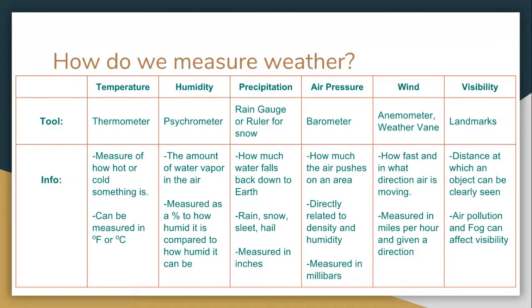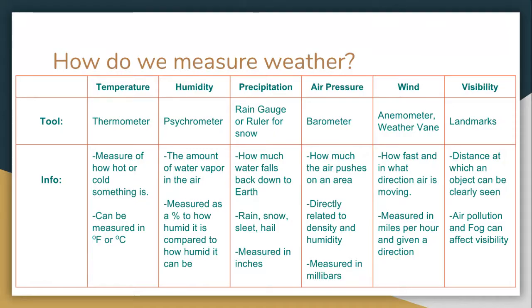Humidity, we use a psychrometer, which helps to measure the amount of water vapor in the air. We give that measurement as a percent to how humid it is compared to how humid it could be. Precipitation, we use a rain gauge, or if it's snowing, we use a ruler. We describe the precipitation by how much of the water falls back down to earth. It could come in the form of rain, snow, sleet, or hail, and we usually measure it in inches here in America.